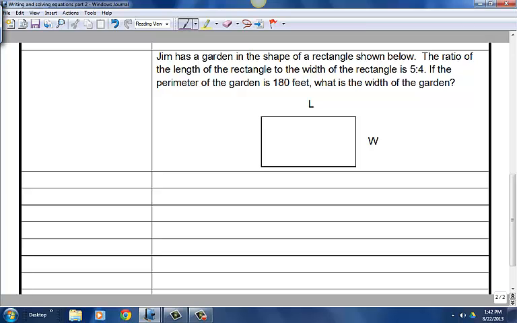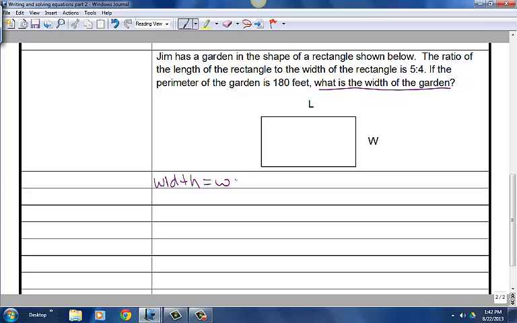For this problem, I'm not going to specify each part of the unravel process, although you'll notice I am going to be using it as I go through and show it to you. The question I'm being asked is, what is the width of the garden? So I know that I'm looking for W. Got to figure out what that is.